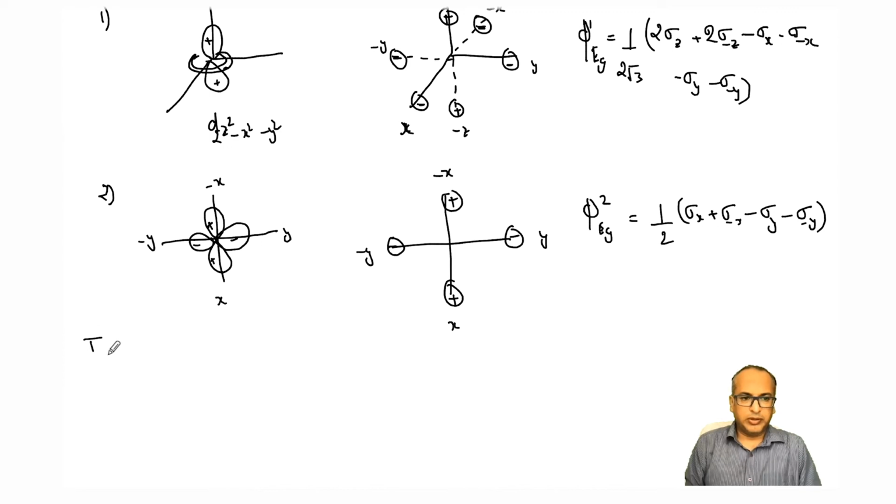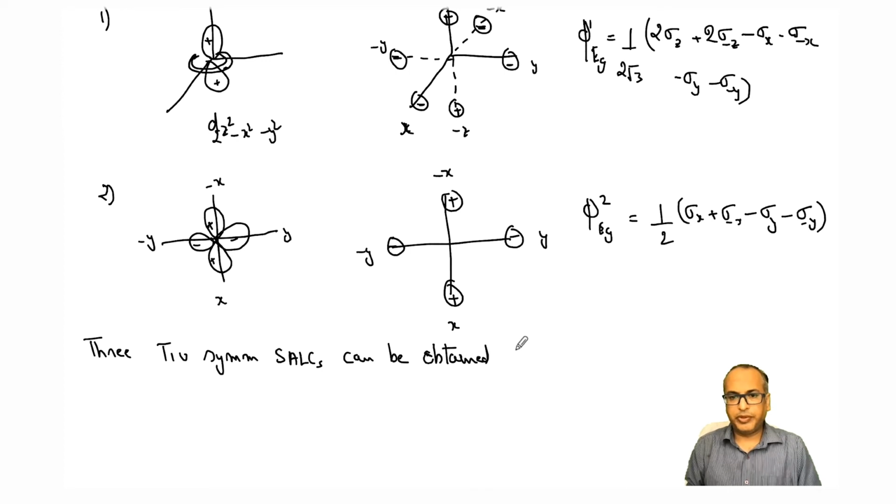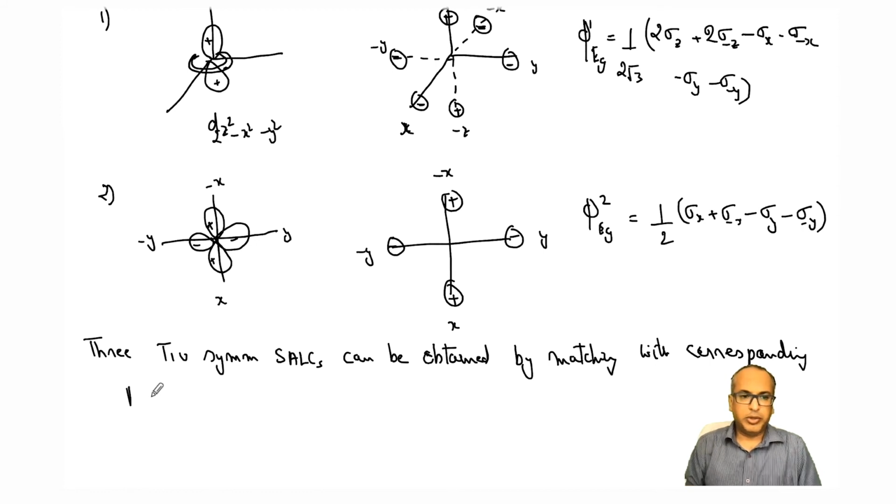three T1U symmetry SALCs can be obtained by matching with the corresponding atomic orbitals of M. So now how do I do that?